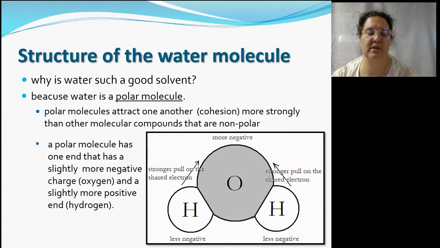Water is a good solvent because it's a polar molecule, which means one end is more negative and the other end is more positive. So this allows the particles to be attracted to one another and towards other molecules that are non-polar. So the oxygen end is more negative, where the hydrogen ends are slightly more positive.